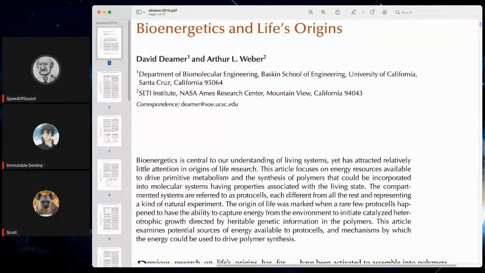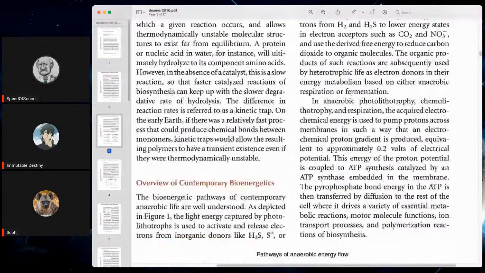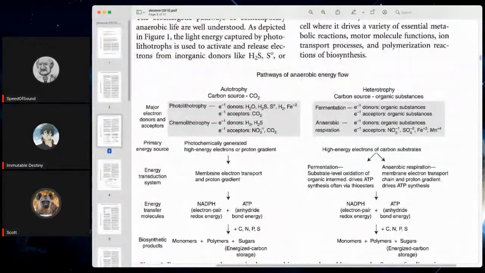Anyway, Bioenergetics and Life's Origins from 2015. Central to our understanding of living systems, yet attracted relatively little attention in the origins of life. Bioenergetics. In a second, what's he on about here? Let's see what he's on about. Now there's some new terms: photolithotrophy and chemolithotrophy. Orge, is he out there? He's probably getting excited if he's out there. Yeah, there's never a geologist around when you need one. How did ATP emerge prebiotically? Anybody want to Google that?